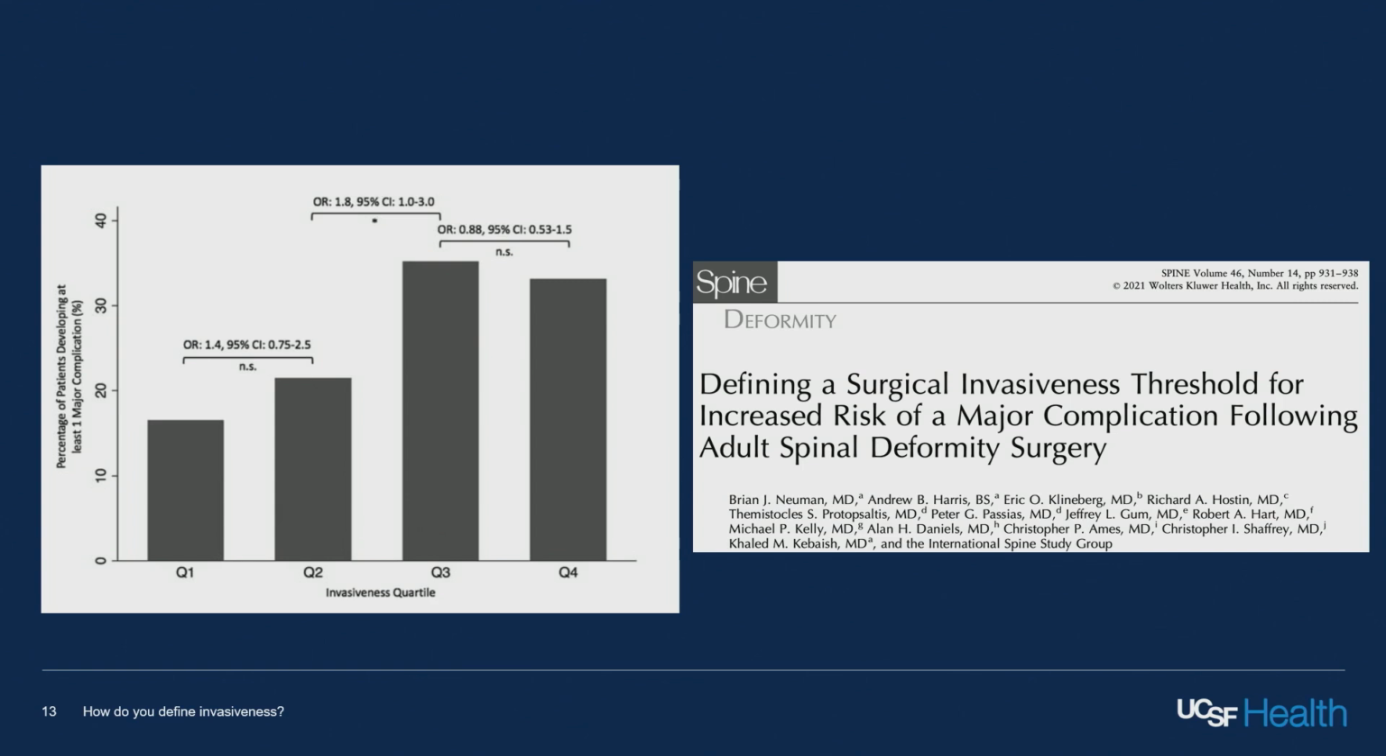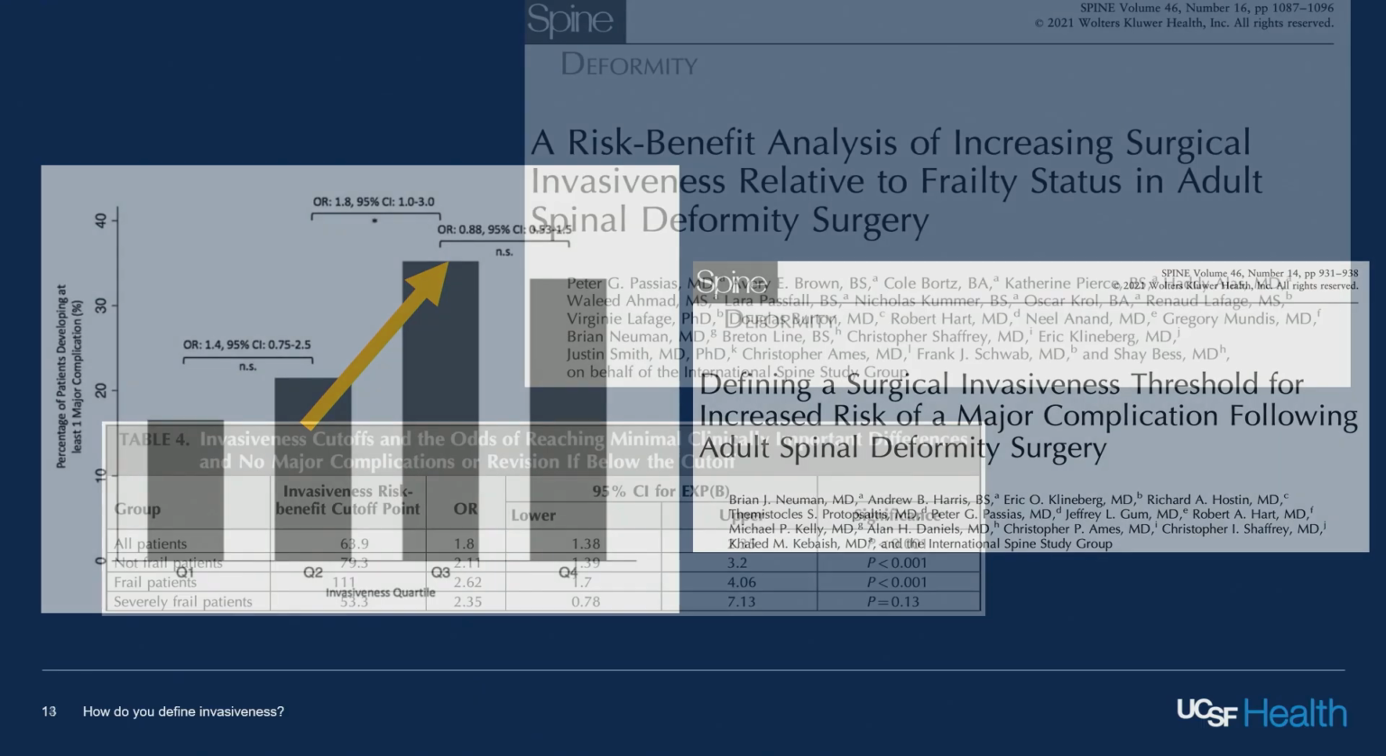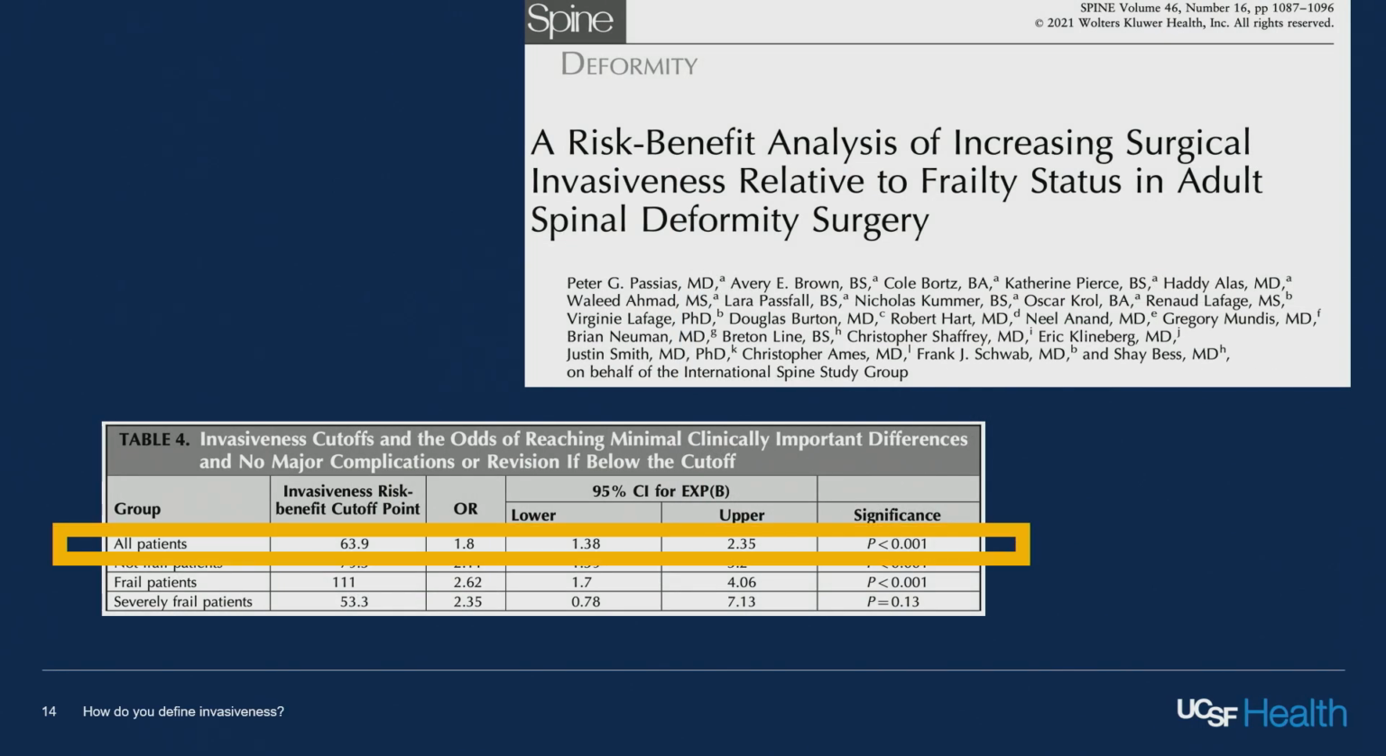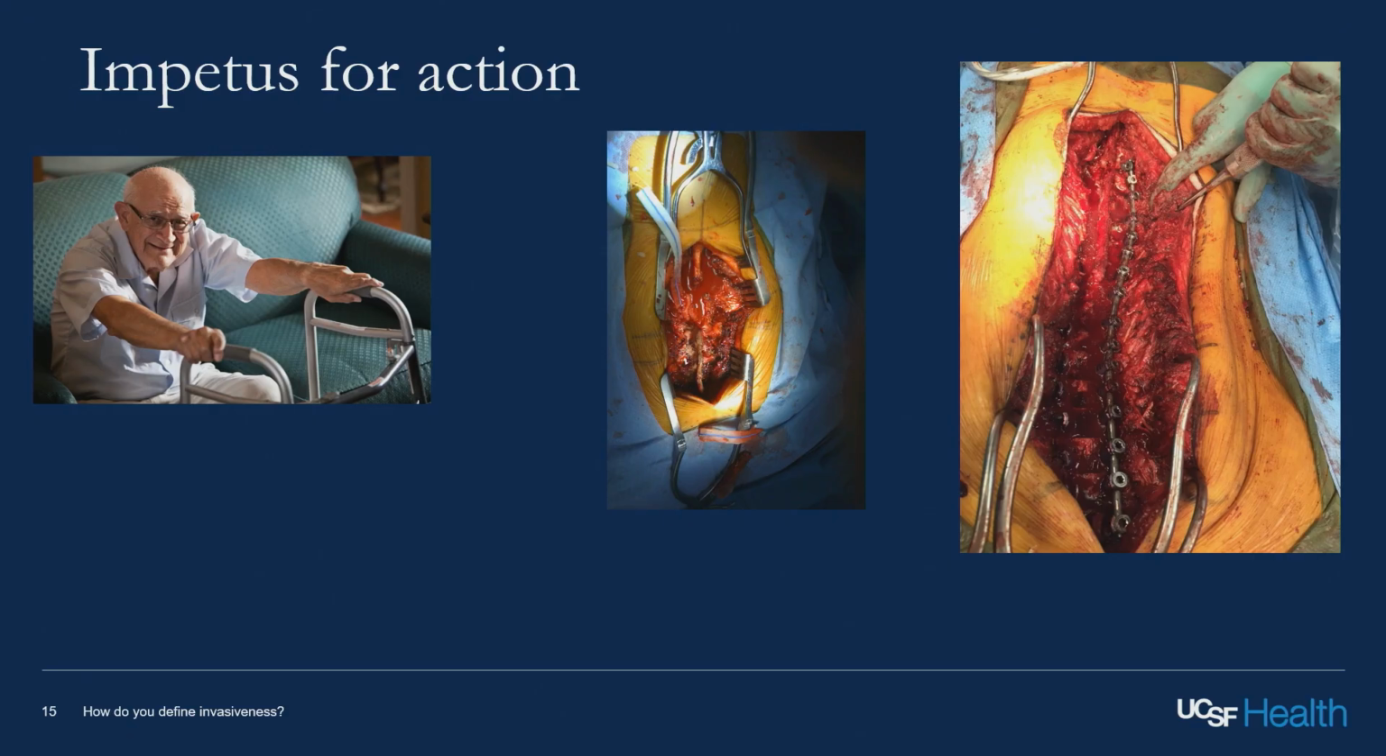And I come to adult spinal deformity because I think our techniques are really pushed to the edge in adult spinal deformity. And there is a threshold that if you go past that threshold of frailty with the same invasiveness of the operation, the complications and the revision rates go really high. That's where the impetus comes in for the MIS techniques.